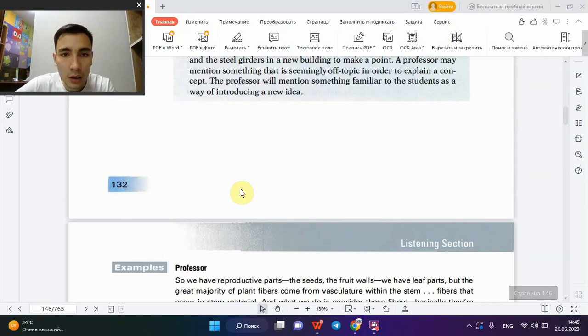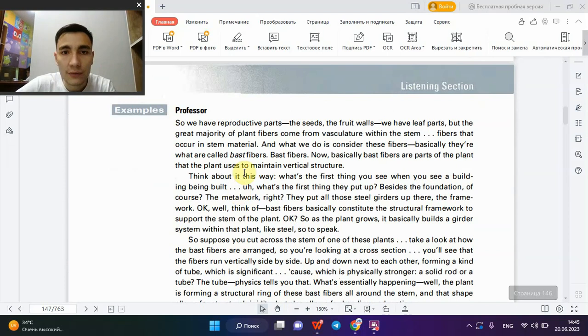Professor, so endi boshlaymiz. We have reproductive parts, the seeds, the fruit walls, and we have leaf plant parts, but the great majority of plant fiber come from vasculature within the stem. Fibers that occur in stem material. What we do is consider these fibers. Basically, they are what are called bast fibers. Bast fibers. Now, basically, bast fibers are parts of the plant that plant uses to maintain vertical structure.